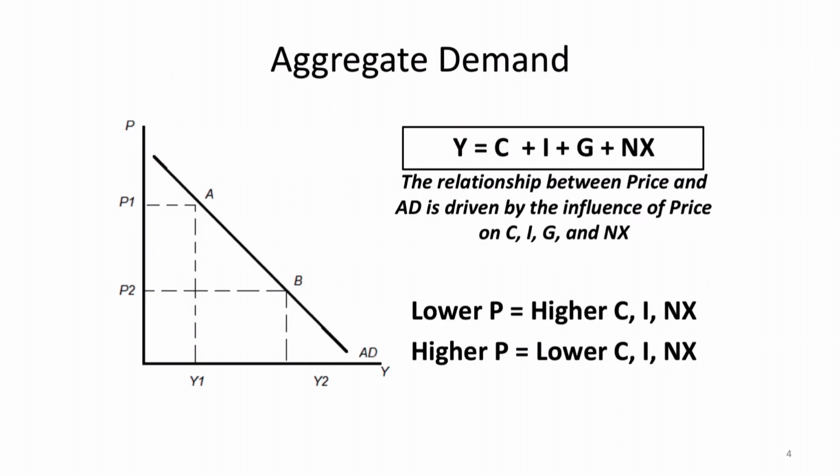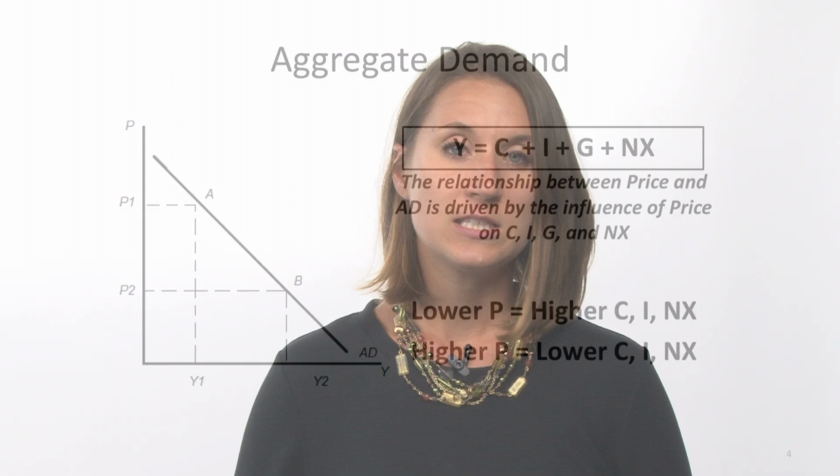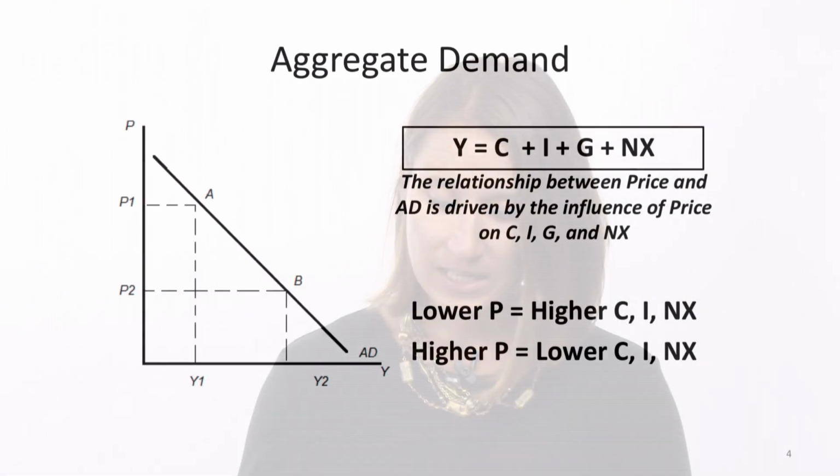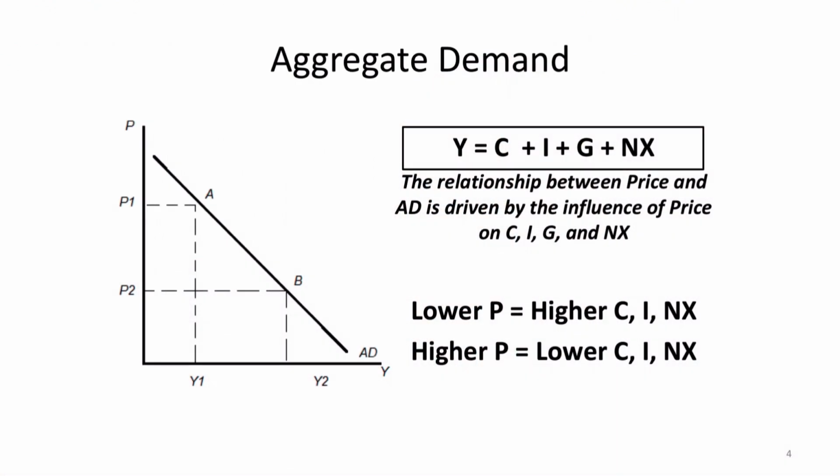When we look at aggregate demand, as you can see here, it's a downward sloping line. What aggregate demand is showing is the relationship between consumption spending, investment spending, government spending, and net exports, and its impact on output. The relationship between the price and aggregate demand is driven by the influence of price on consumption, investment, government spending, and net exports.